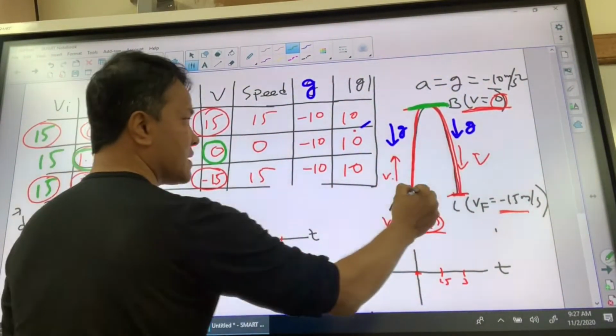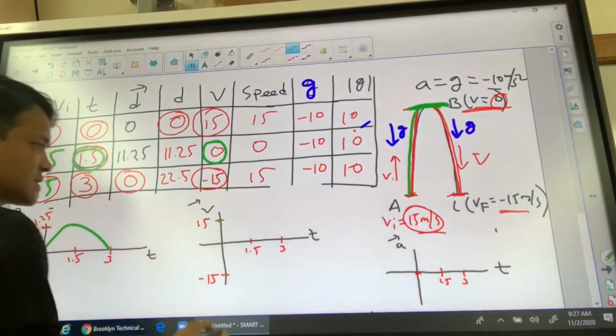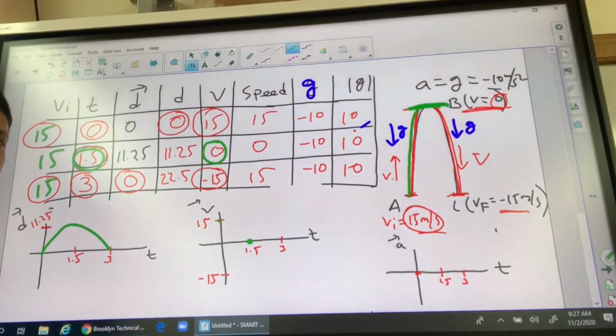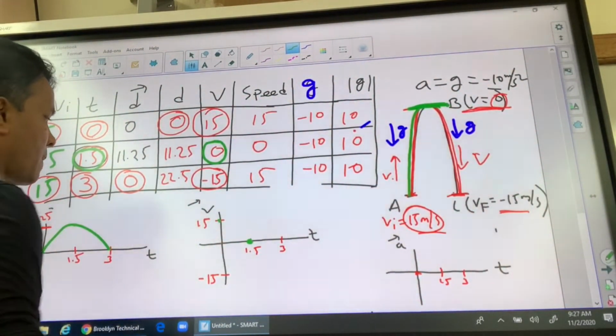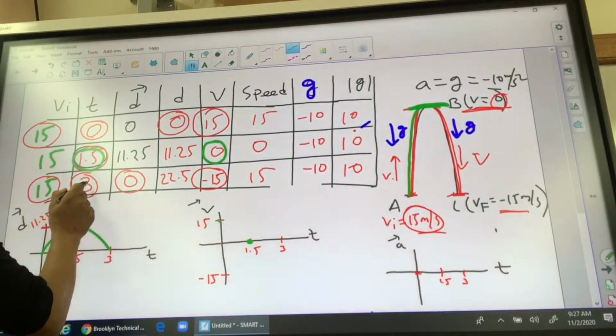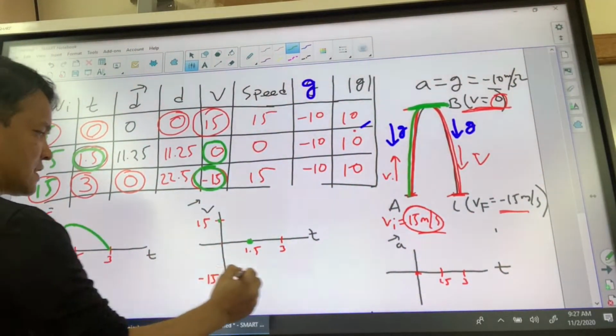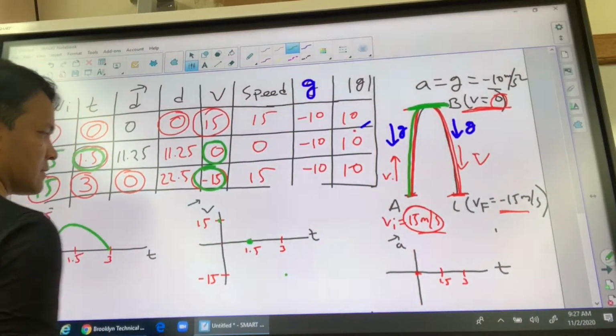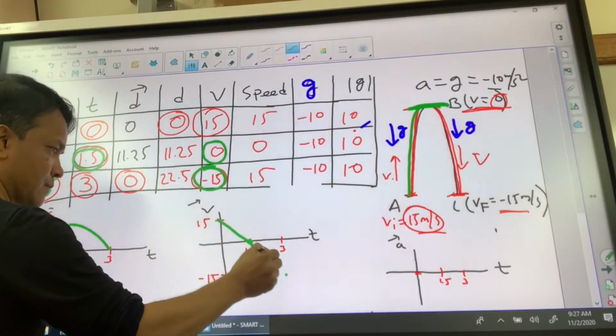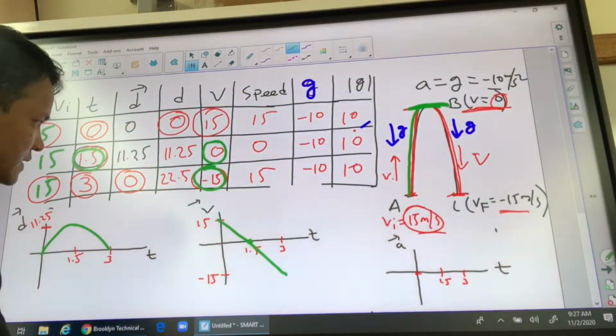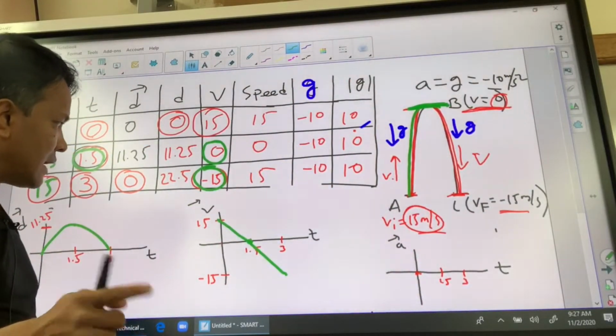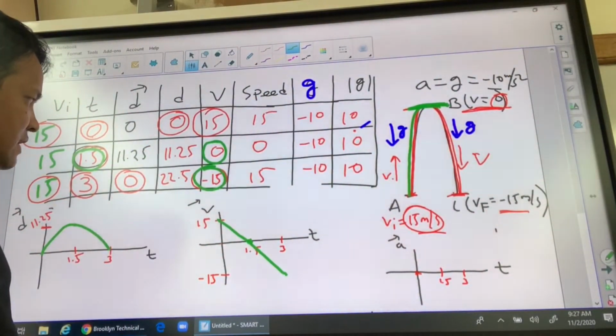In this graph, the velocity is 0 right here. Okay. It should make sense. At 3 second, the velocity is negative 15. Okay. All right. Very nice. Now, we're going to do the acceleration graph.